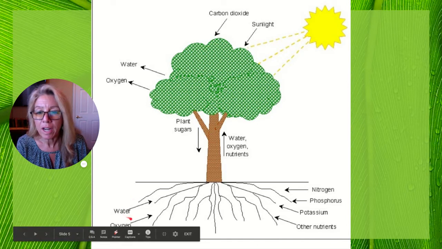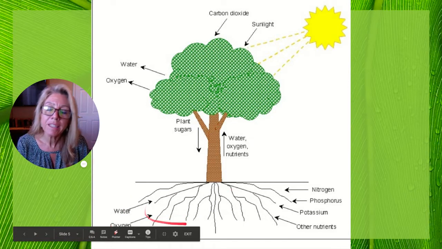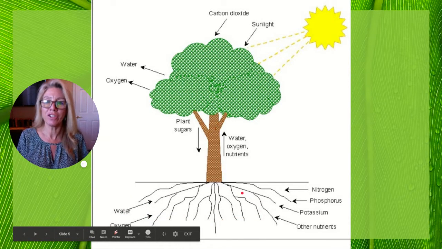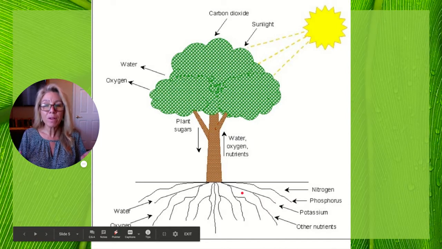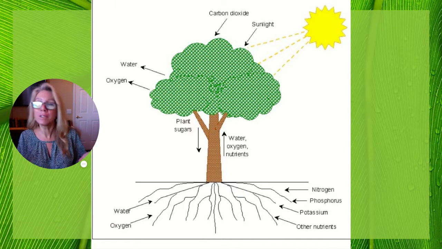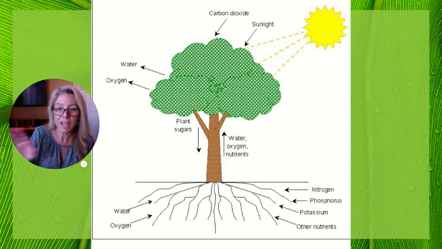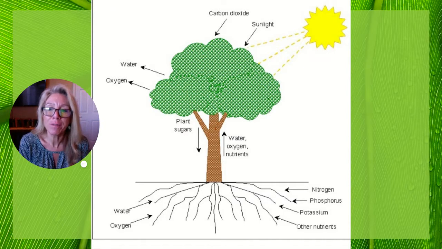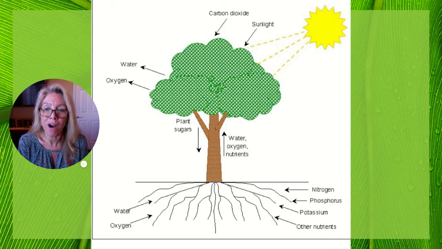But look over here. Here's oxygen. Why does this tree need oxygen down there in its roots? Remember, who does cellular respiration? All cells. And so down here in the roots, and throughout the entire plant, they're going to be doing cellular respiration. So oxygen gas is needed right here in the roots.